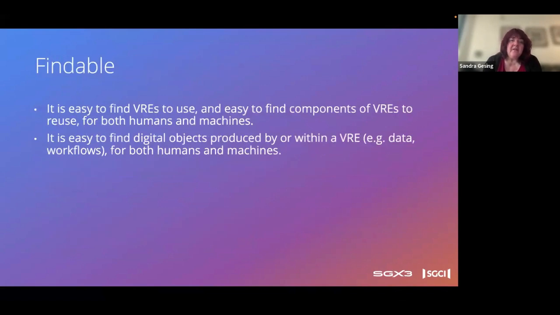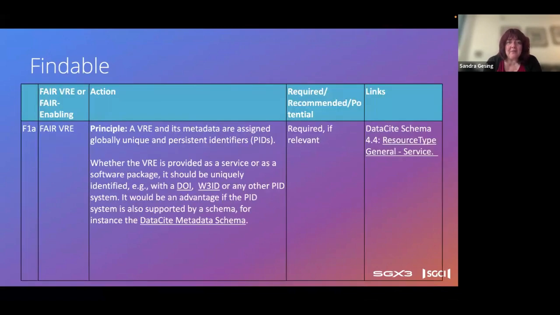So for findable, we looked at the route so that it's easy to find the VREs to use, and also easy to find the components of VREs, for both humans and machines. And we also want that the digital objects produced by a VRE or inside a VRE are also easy to find. So I won't go into detail for all the rules we discussed here, but I'm happy to share the slides, and also that we can have these slides for discussions later.